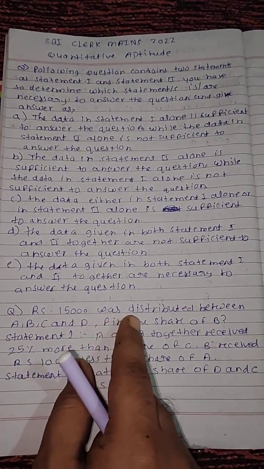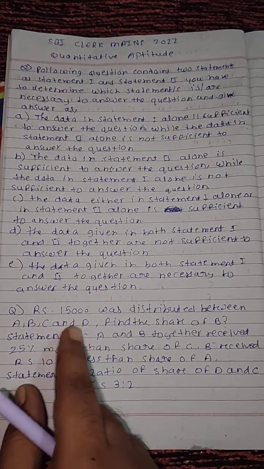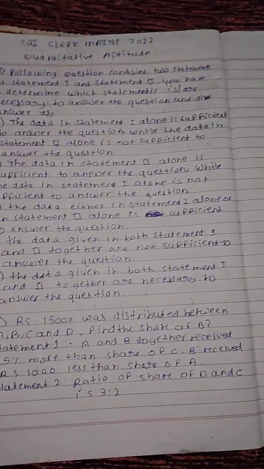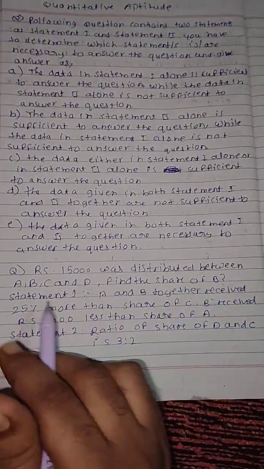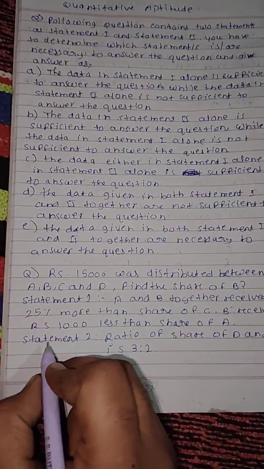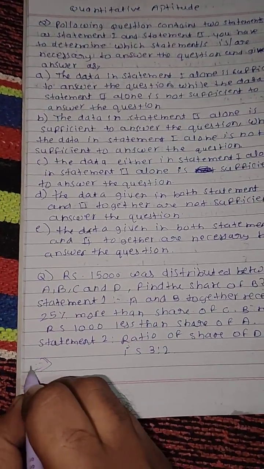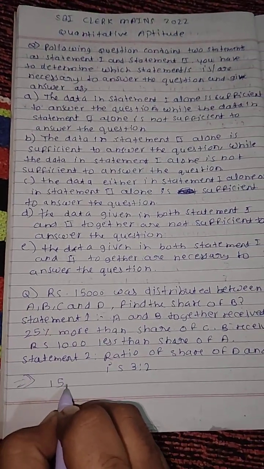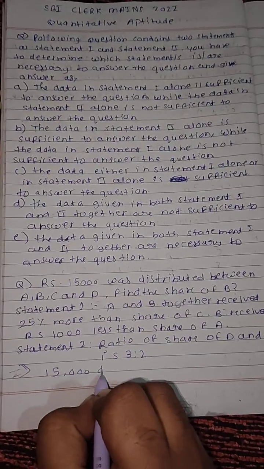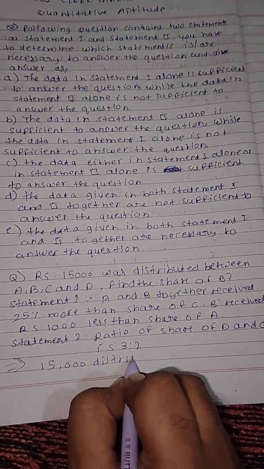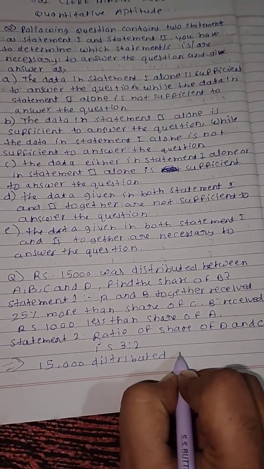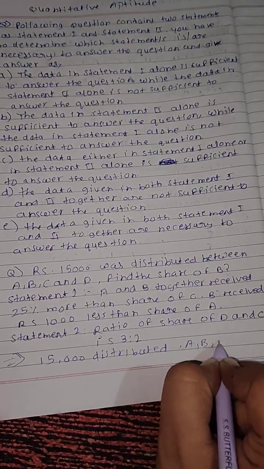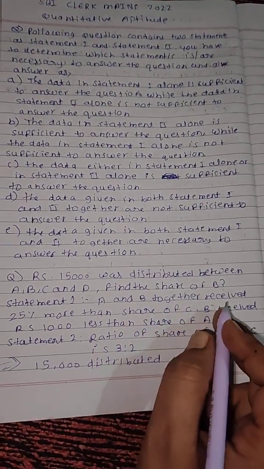So rupees 15,000 were distributed between A, B, C, D. We'll just note down the info. We need to find the share of B.